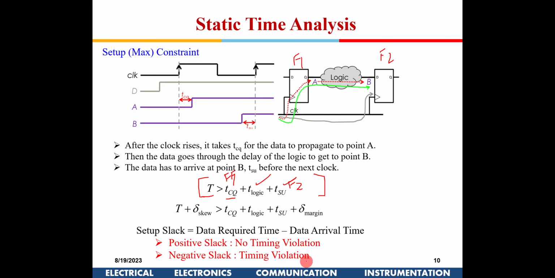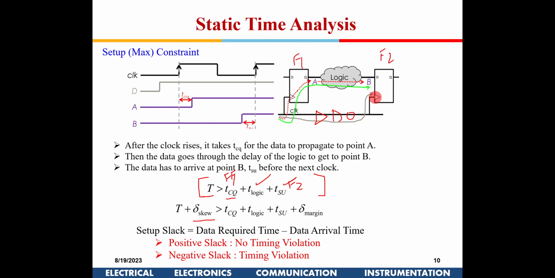There is a setup violation, right? So this equation can further be modified. There could be some clock skew. Here, this clock and this clock, I am assuming that there is no delay in this path, okay? But there could be some buffers in between, right? So that will add additional skew out here.